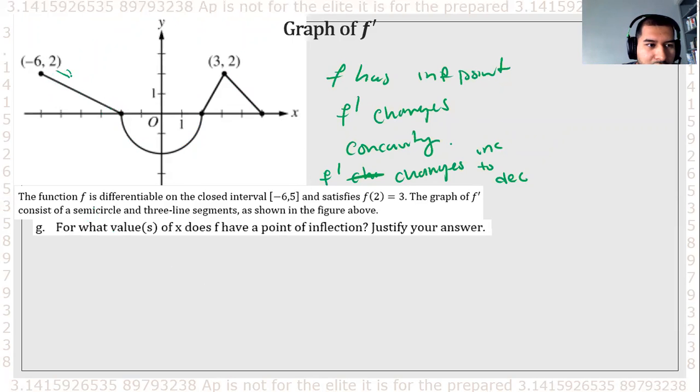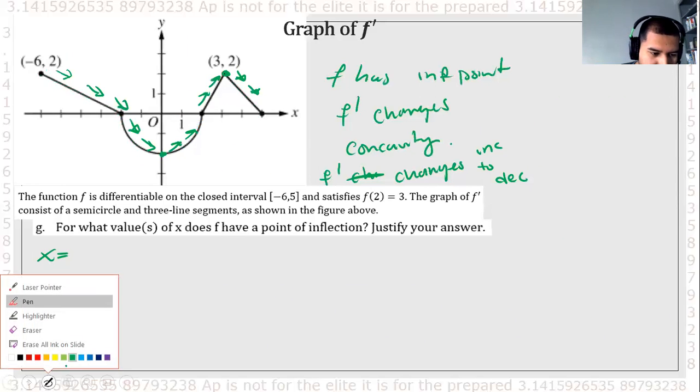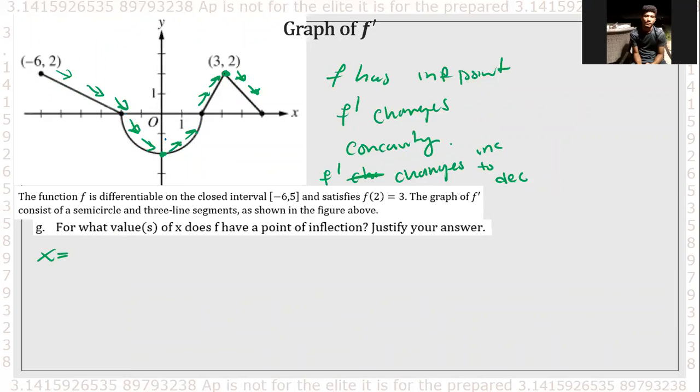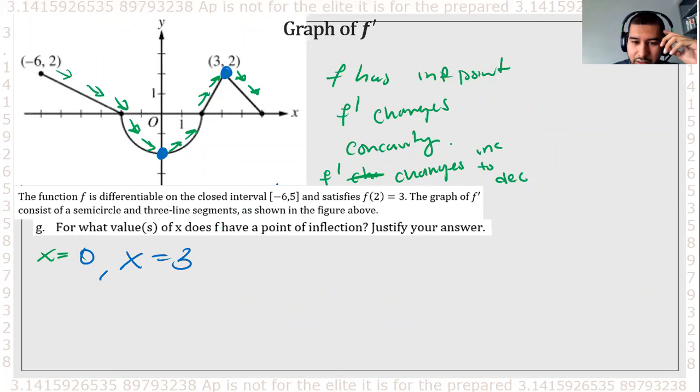So we agreed that all of this is decreasing. All of this is decreasing, except here when it starts increasing, and except here because it starts decreasing. So I should have an inflection point at x equals what? When did the concavity change? At x = 0, and x equals 3. Does that make sense to everyone?